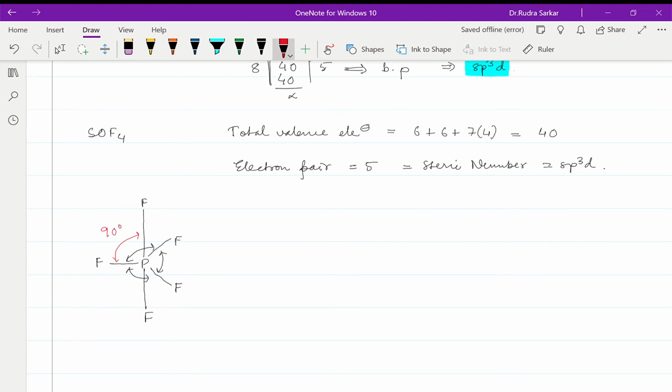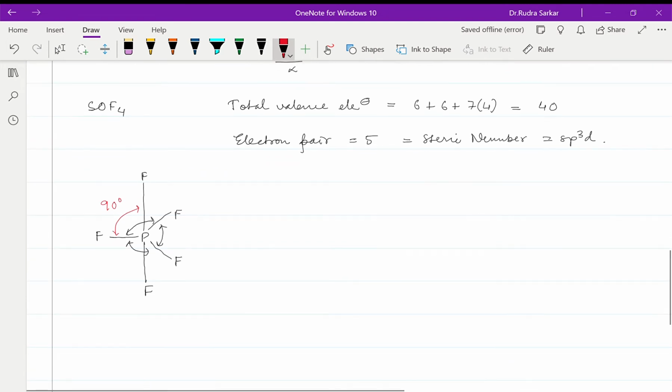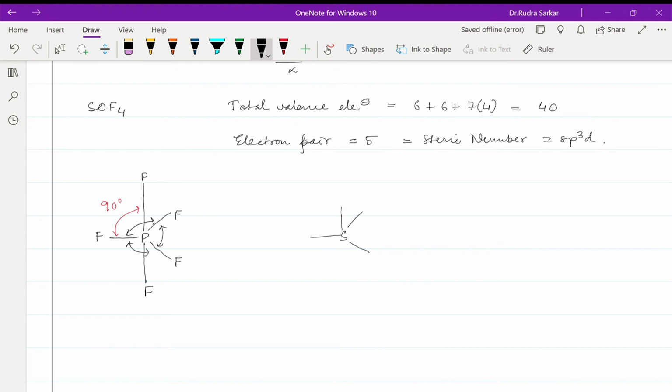Now, because all of these are fluorine atoms, there is no problem. But if we have to draw the structure for SOF4, then we face some problem. First of all, we know there are 5 bond pairs, so we draw such 5 bonds, and then these are the other 2 axial bonds.